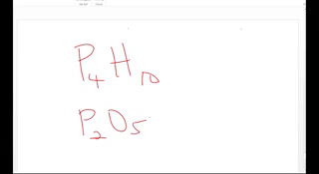Sulfur(IV) oxide. Sulfur dioxide. SO3. Sulfur(VI) oxide or sulfur trioxide. Correct. What about Cl2O7? Dichlorine heptaoxide, not dichloro. Dichlorine heptoxide. You can also calculate the oxidation number of the chlorine there. You are good to go.